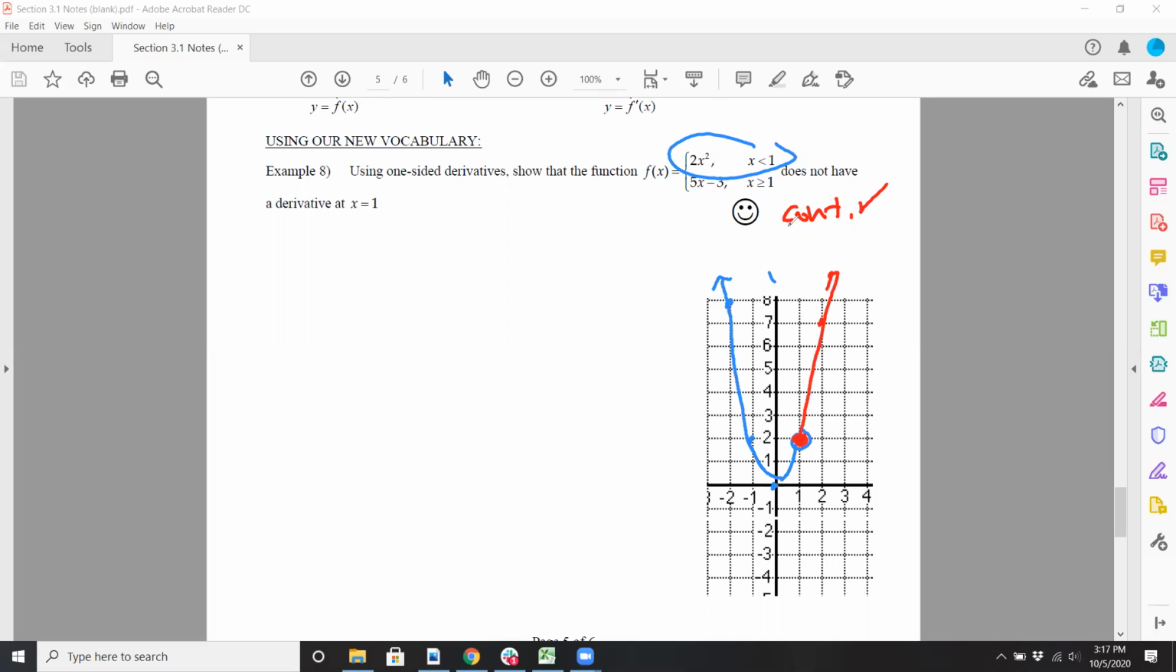So it's definitely continuous, but one thing we're going to talk about in 3.2 is that continuity does not guarantee differentiability. We'll have that discussion in 3.2 on Thursday. Just because you're continuous doesn't mean your derivative is going to exist. So what you do is you find the LHD and you find the RHD.